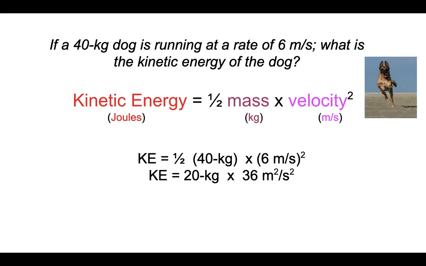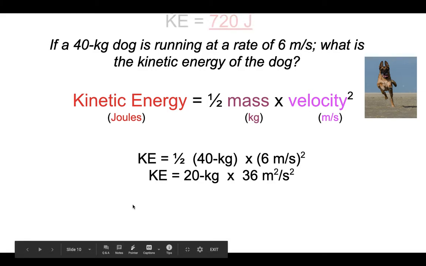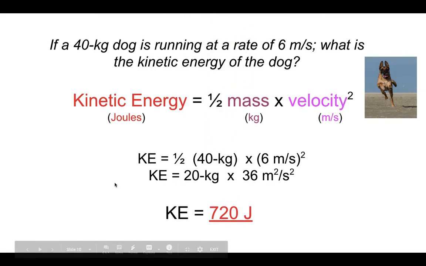Now, in math, remember we have that order of operations, and so we have to do that exponent first. So I'm going to take that 6 meters per second and square that first to get 36. 1/2 times the mass of 40 kilograms is 20. And now I just have to multiply 20 times 36 together. And ta-da, 720 joules.